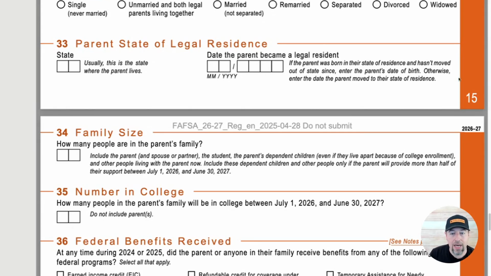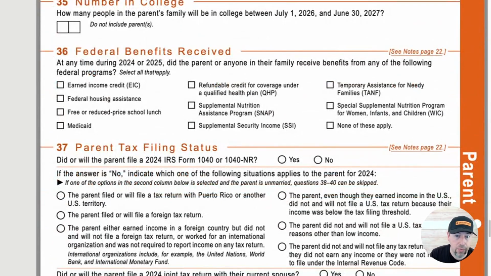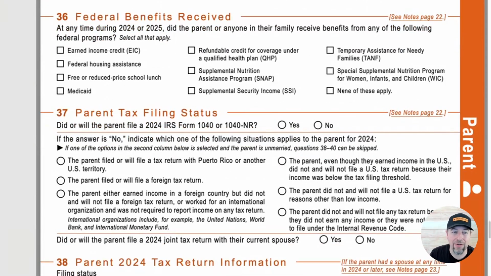Your legal residence, how many people are in your family, number of kids in college between July 1st, 2026 and June 30th, 2027. So remember, you're filling out this FAFSA for the future year. So if this is your first kid going to college, that answer might be 1. Maybe you have other kids in college. Maybe you're going to college. You never know. So that's important.